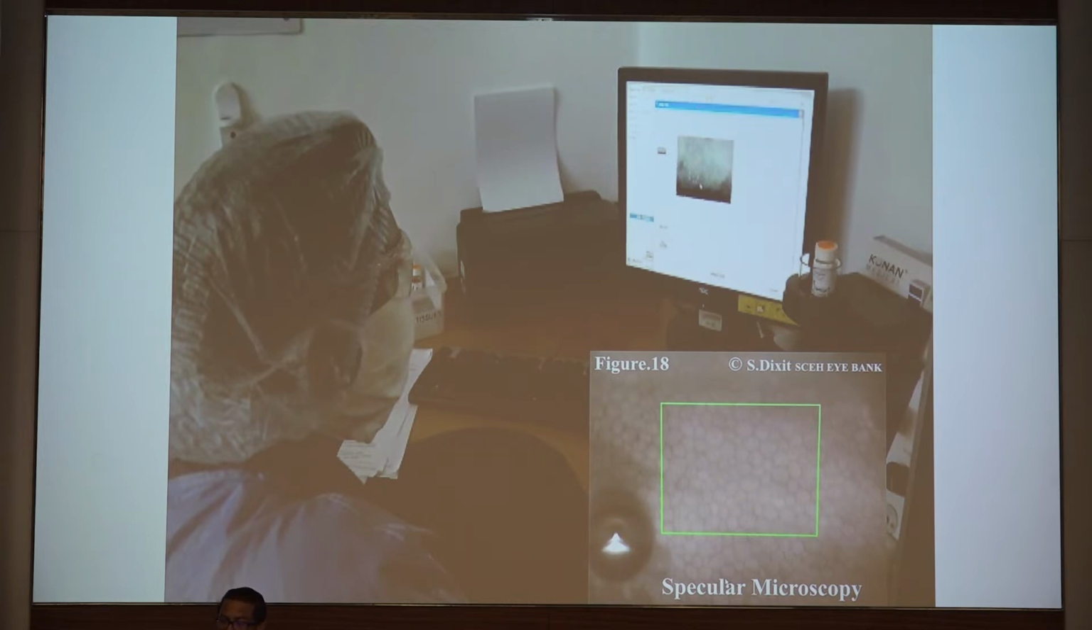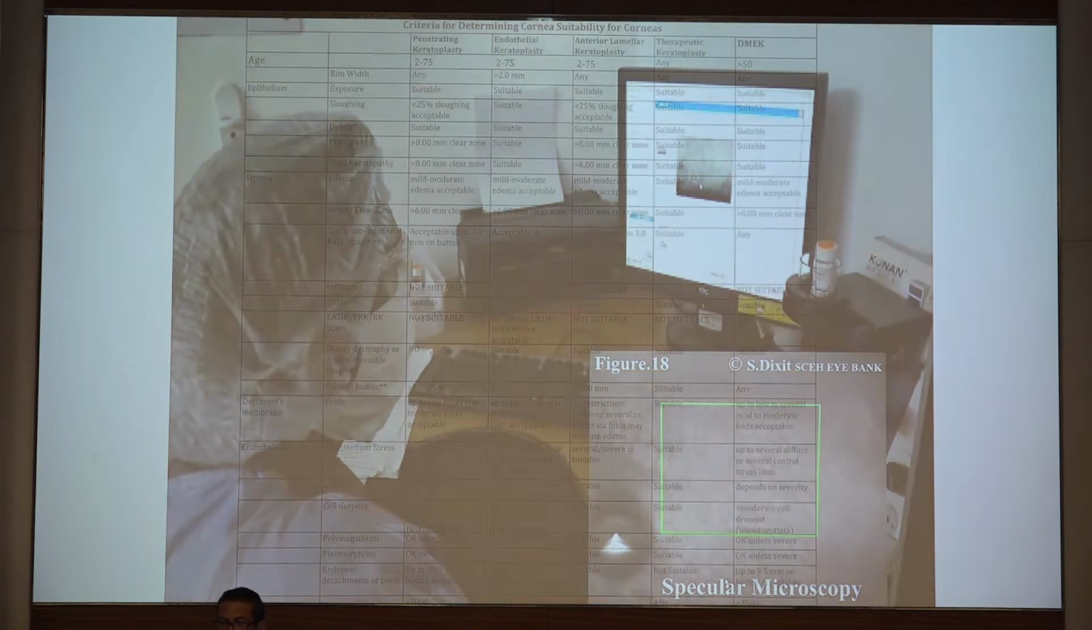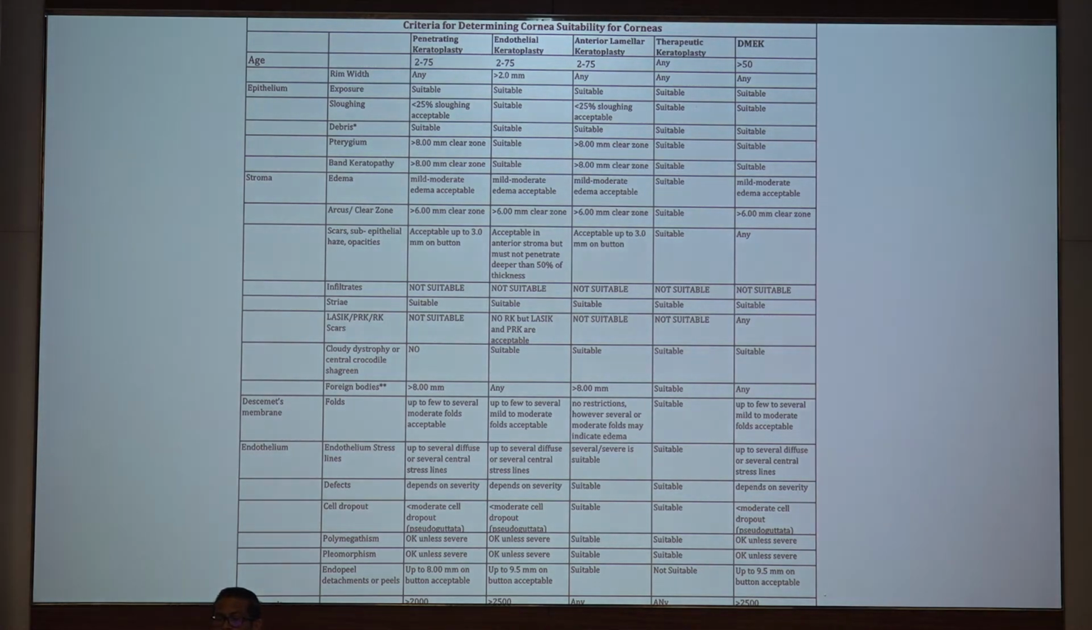So this is the entire gamut of what you get, and if after this you have the serology report which is negative, then you can actually distribute it. This is the distribution criteria, or the suitability criteria, for the cornea which we follow in our eye bank.